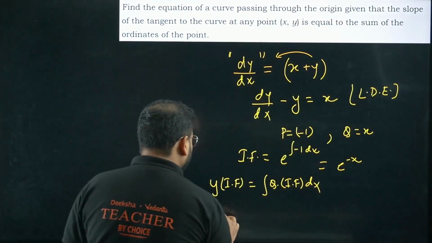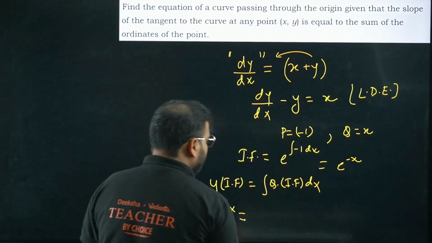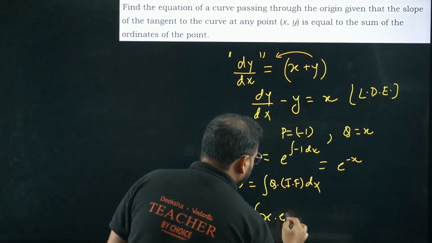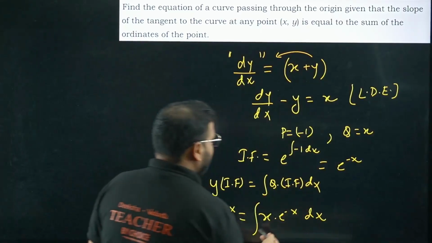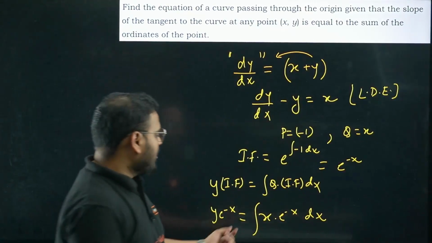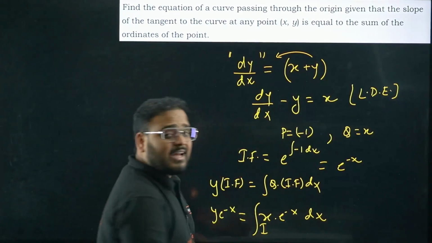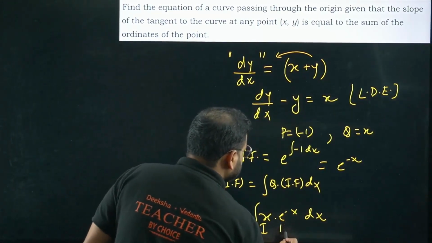We get y times e power minus x equals, q as simply x, so integral of x times e power minus x dx. We have to apply by parts here. First function is going to be this only, as I use ILATE, where E is last. So first function, second function.